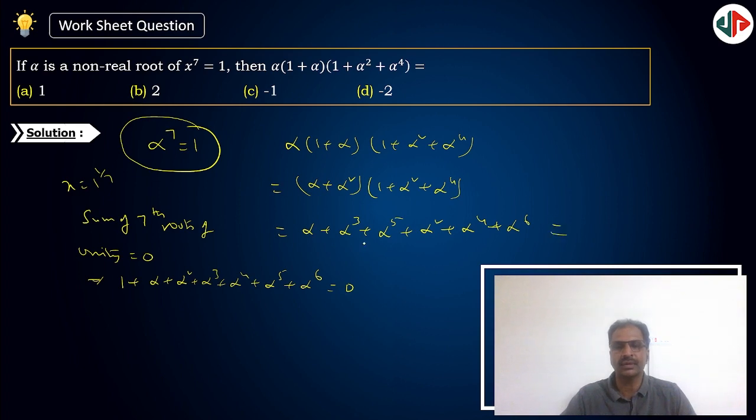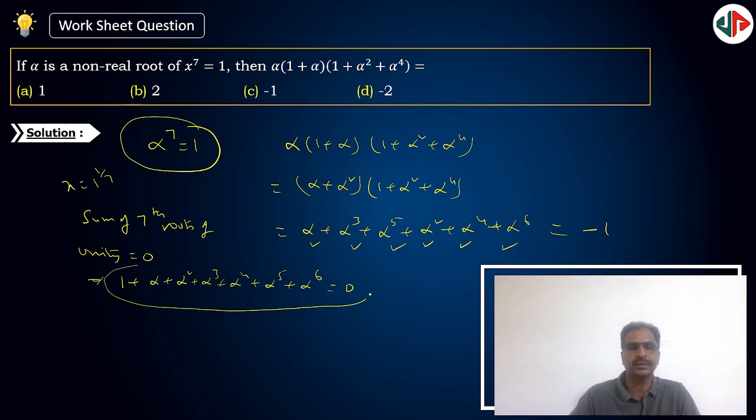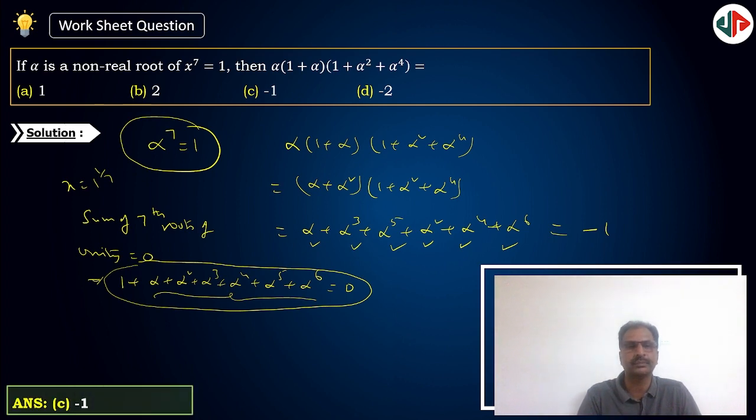Now then what is this required value? Alpha plus alpha squared, alpha cube, alpha power 4, alpha power 5, alpha power 6. What is the value of this? Subtract 1 from this result: alpha plus alpha squared plus alpha cube plus alpha power 4 plus alpha power 5 plus alpha power 6 will be minus 1, option C.